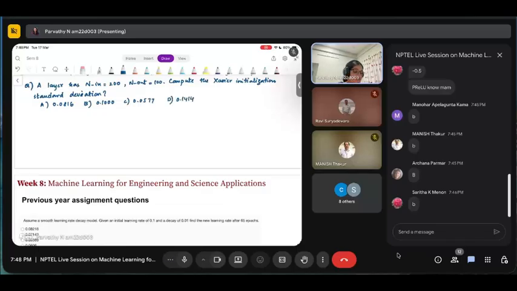So there's a layer. The layer has 200 input and 200 output. So what is the Xavier initialization standard deviation? It's not the variance that is asked, the standard deviation.